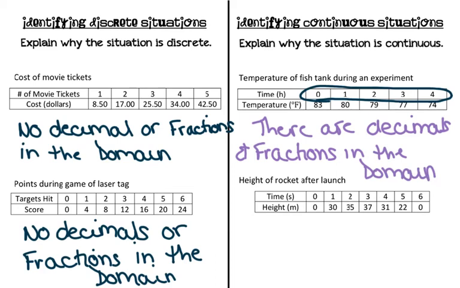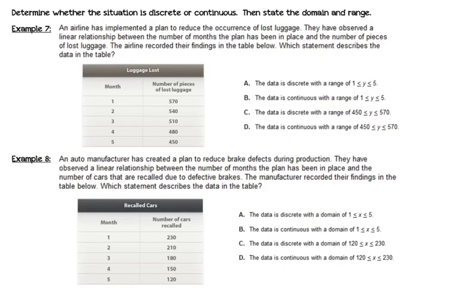Okay, the same thing with the height of a rocket. You'll see this is in seconds, but we can do like 1.2 seconds. So where would it be in the middle here? So if it can have decimals and fractions, then we consider it a continuous situation. All right, so let's take a look here. Determine whether the situation is discrete or continuous, then state the domain and range.